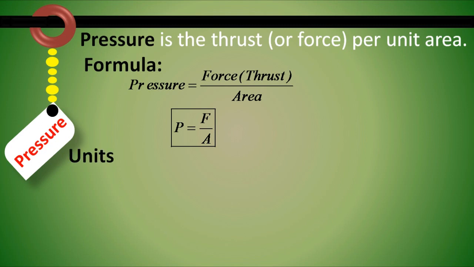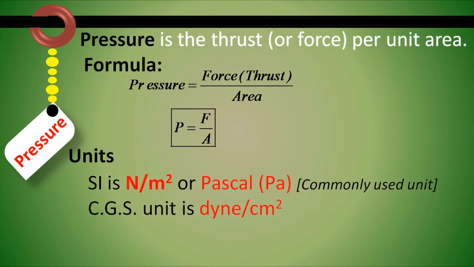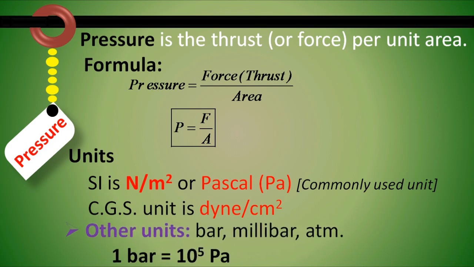Units of pressure. SI unit is Newton per meter squared, or in short, we also write it as Pascal, Pa. And CGS unit is dyne per centimeter squared. We have per meter squared or centimeter squared here because area is in the denominator. Other units include bar, millibar, and atm. 1 bar is equal to 10 raised to 5 Pascal.